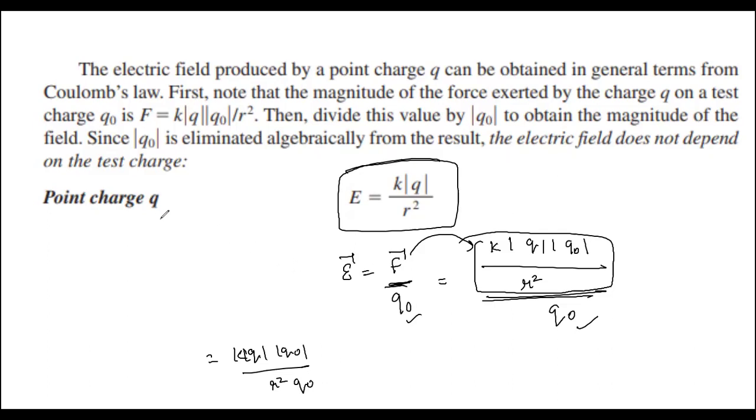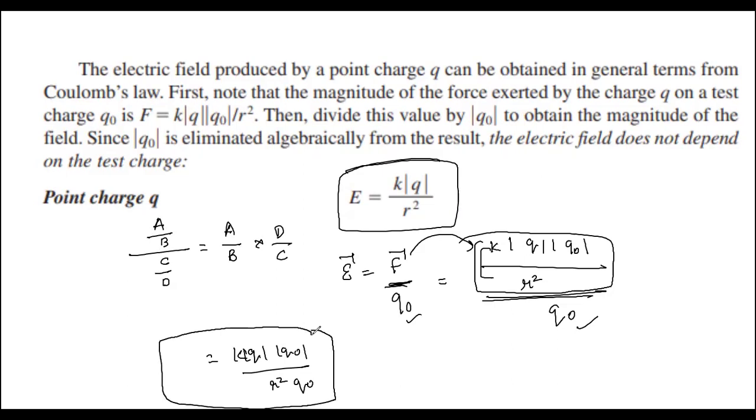Let me tell you quickly one thing about maths. Let's say you have two ratios, A upon B divided by C upon D. How would you simplify that? You will keep this thing as it is, like I did over here, K Q. And this thing will flip. So D will go on the top and C will stay here.